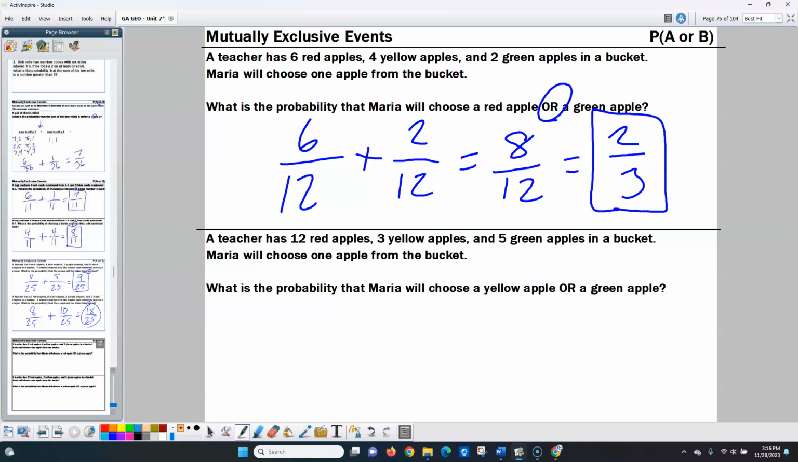We got 12 red apples, 3 yellow, and 5 green apples in a bucket. Maria, the creepy person, is following around. And what's the probability that Maria will choose a yellow apple or a green apple? So how many total apples I got there? 20.